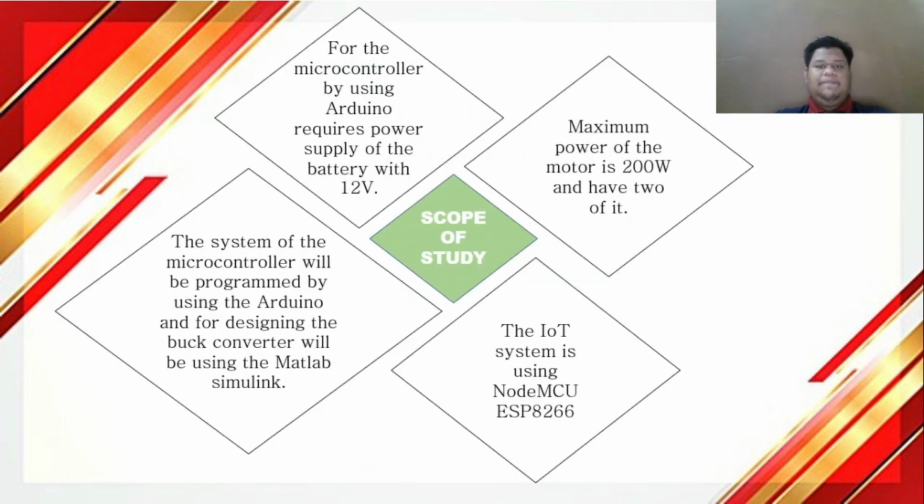So for the scope of study, firstly, the microcontroller is an Arduino and requires a power supply from a 12 volt battery. Actually the Arduino requires 5 volts, but it's supplied from 12 volts, and the buck converter comes in handy in this situation. The maximum power of the motor is 200 watts at 12 volts. So it controls the movement of the transporter.